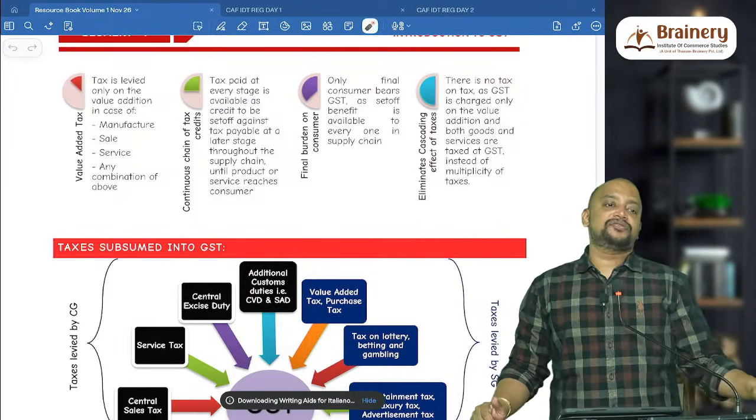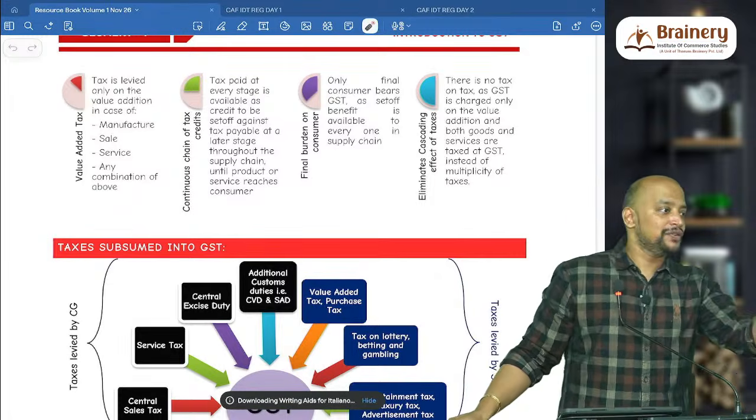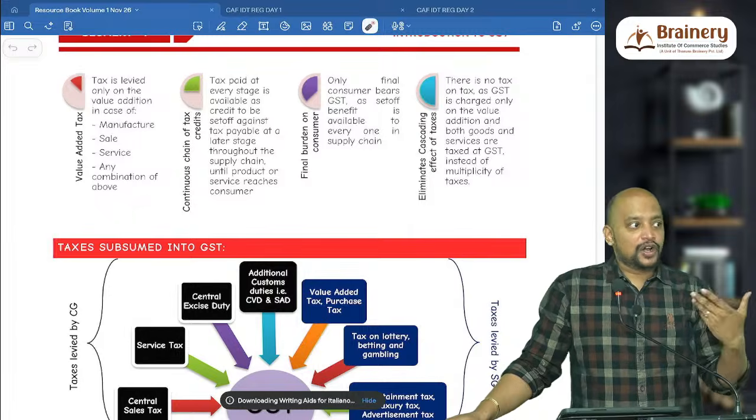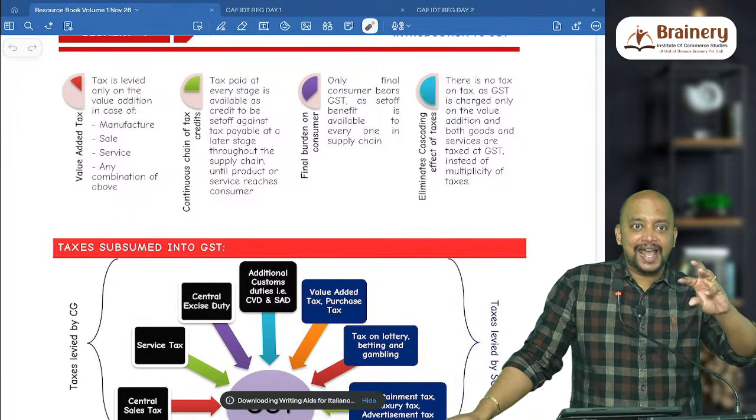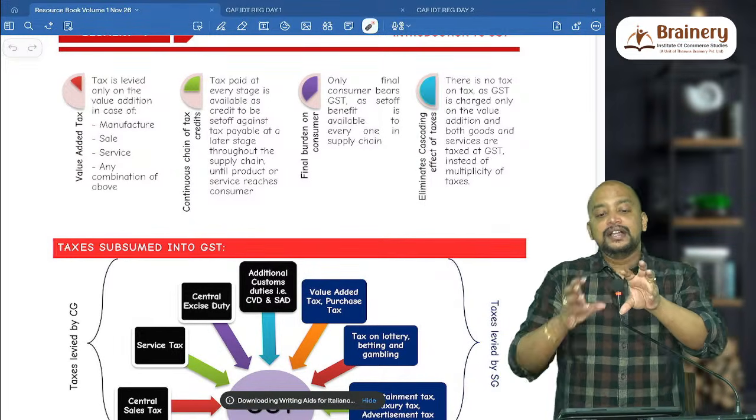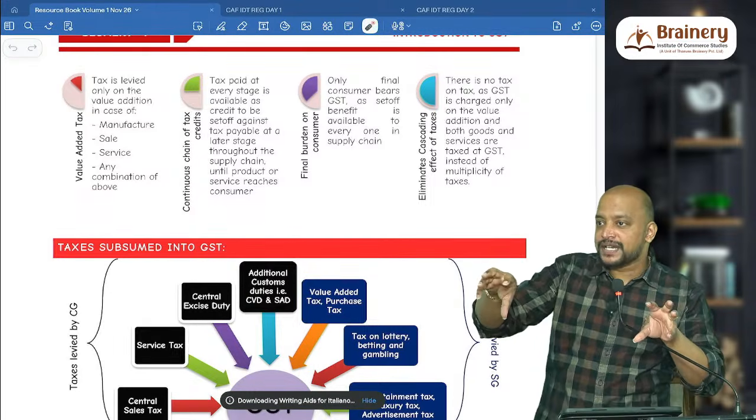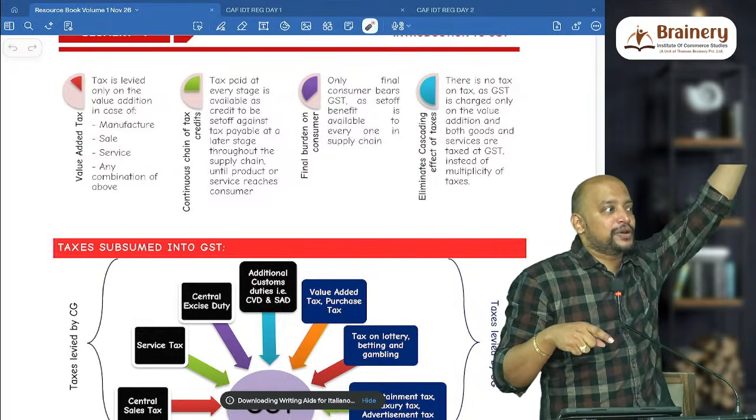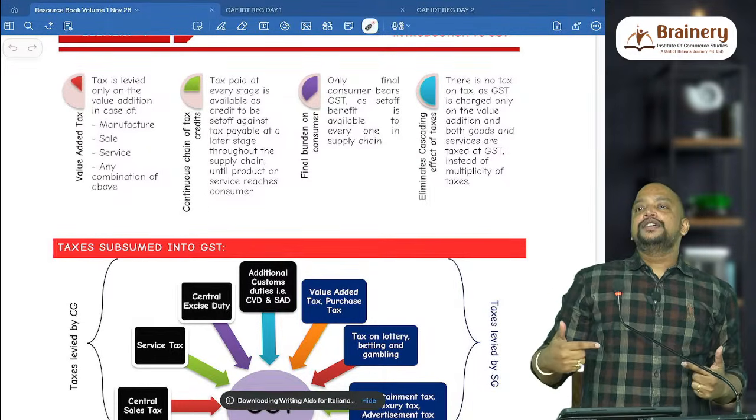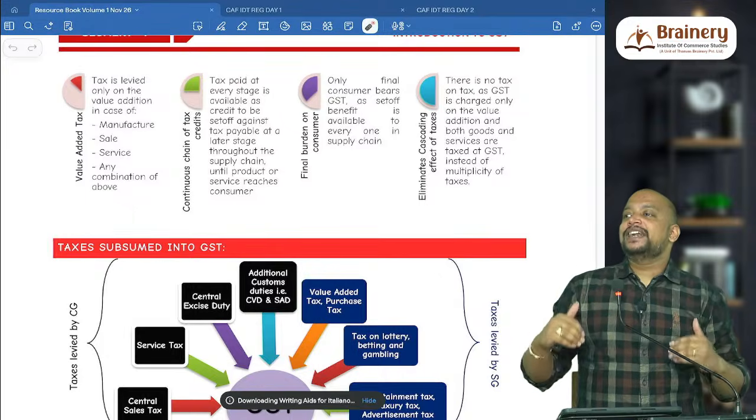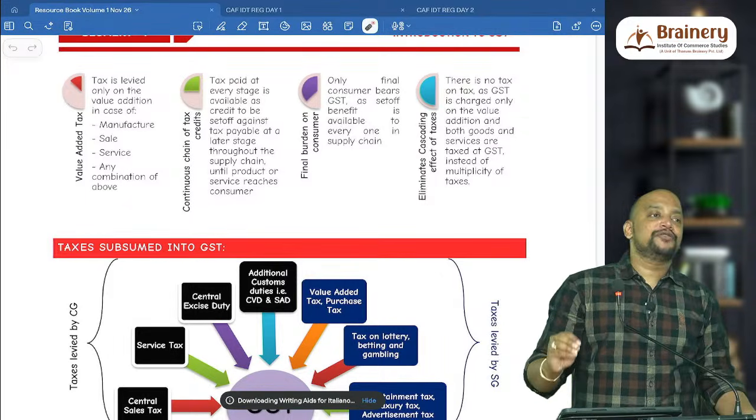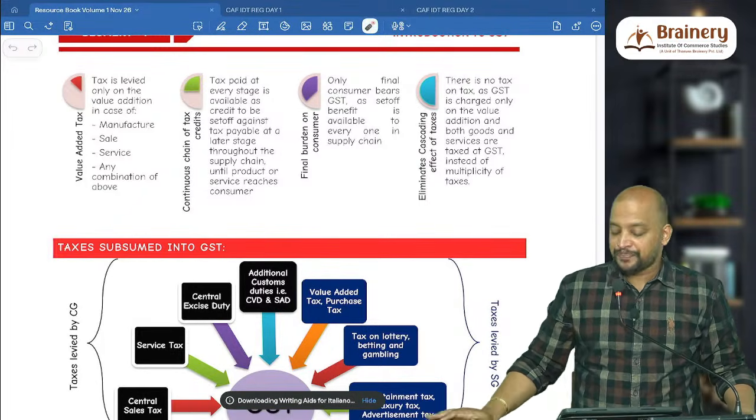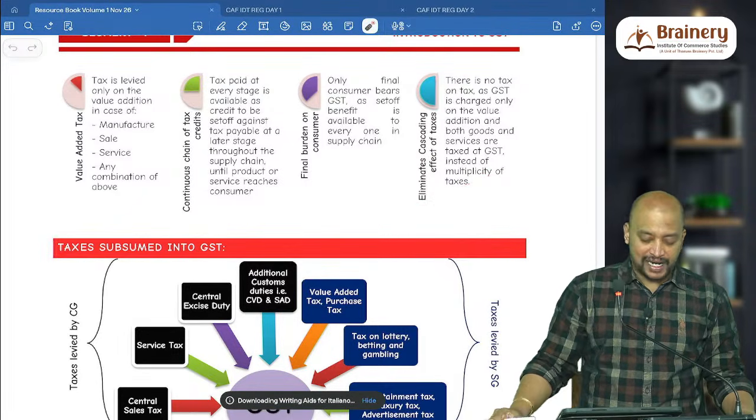What is the cascading effect of taxes? Tax on tax. Just now I told you. When credit is not available, what will happen? You will add it to cost. When you add it to cost, the tax paid on purchase is added to the cost. Then again it will be included in the sale price. When you compute GST on the sale price, already in the sale price there is a tax component. So there will be tax on tax. But when credit is available, you will not be adding this tax into your purchase price, because of which the sale price will be reduced and there won't be any cascading effect. Is that clear? That is, this eliminates the cascading effect of taxes.